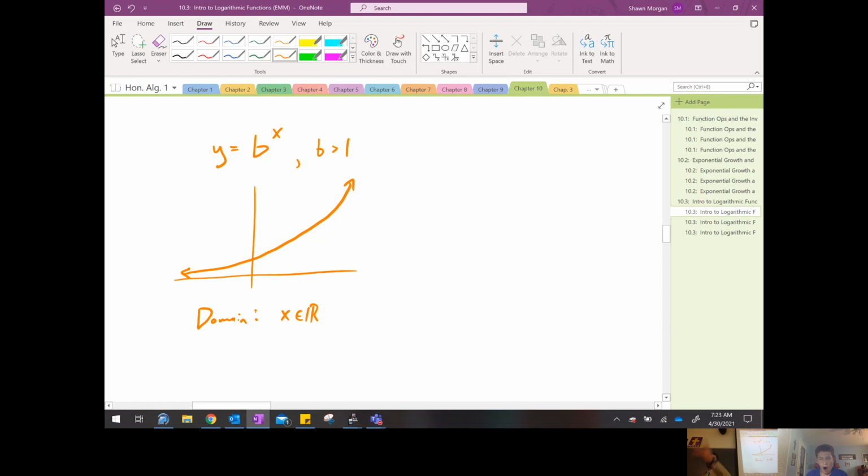I could pick a base that's greater than 1. So I pick a number greater than 1. 2. Okay, great. I can raise 2 to whatever power I daggone want. I can have 2 to the 5. I can have 2 to the 5 billion. I can have 2 to the -0.5. I can have 2 to the negative 100. I can have 2 to the 0, 2 to the 1, 2 to the 3, 2 to the 4, 2 to the 5. So the domain here is all real numbers.